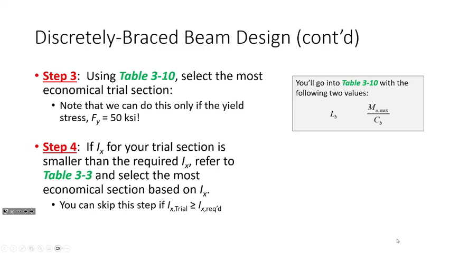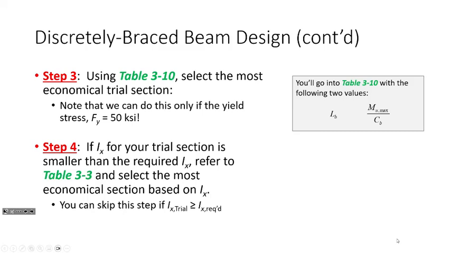Now, last time we were looking at that trial section in table 3.2. Now we're looking it up in table 3.10 because it's discretely braced. We go into table 3.10 with this on the x-axis, this on the y, and find a shape that works. And then we go to the moment of inertia, and we ensure that it has an adequate moment of inertia.